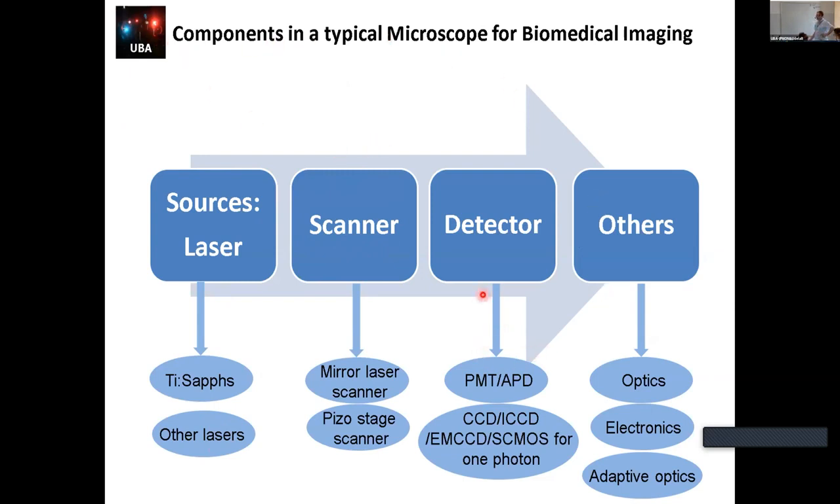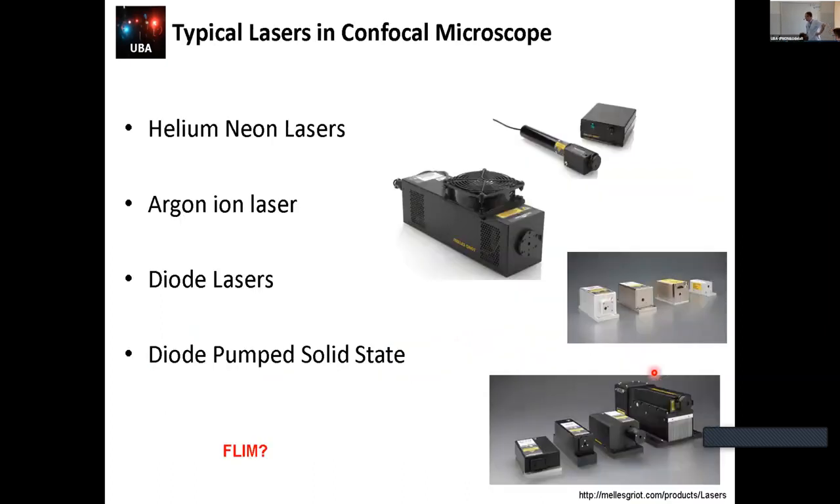And this is done by scanner. We will see different kinds of scanners. Also, we will need detectors. We need to collect, and we will see if we will use a single point detector or parallel detectors. And also we will cover some details about optics, electronics, and the new adaptive optics for improving the resolution. So in the market, there are several kinds of different lasers.